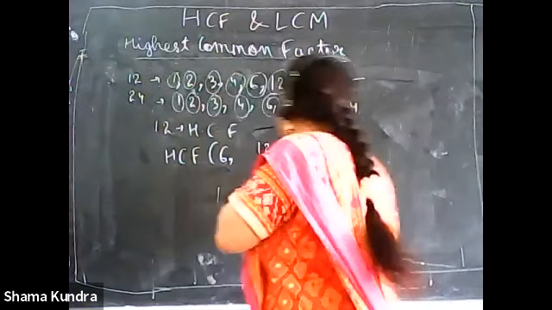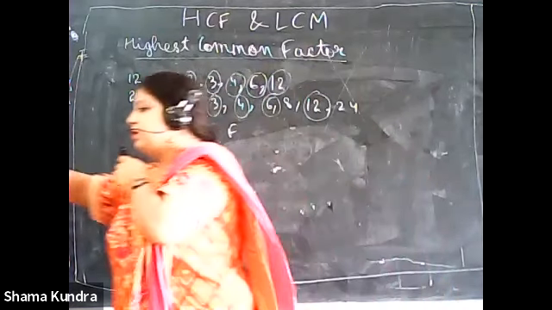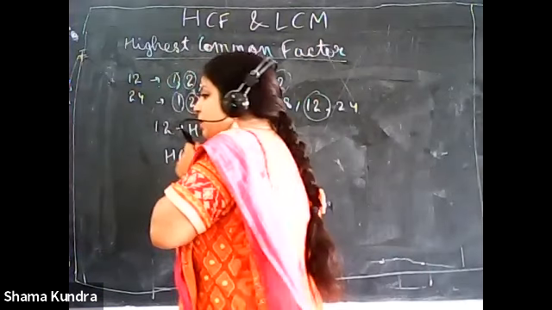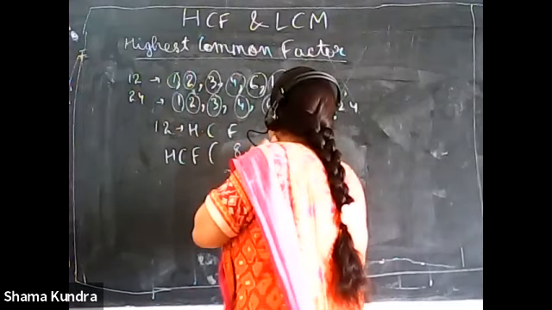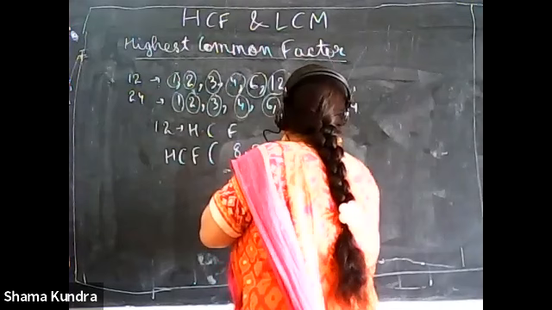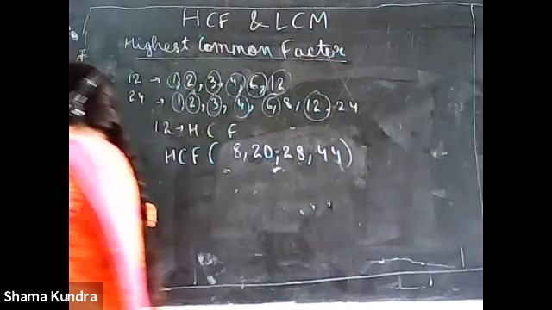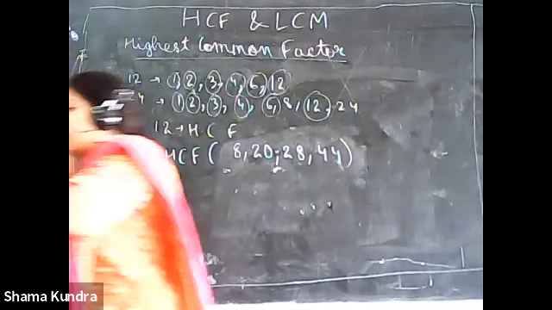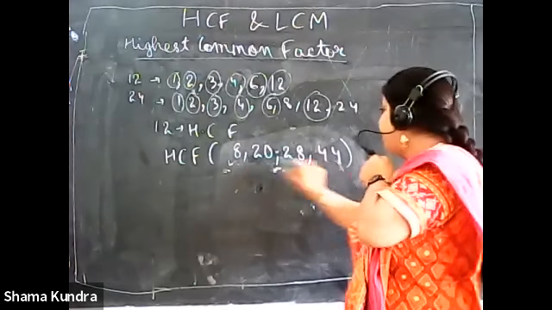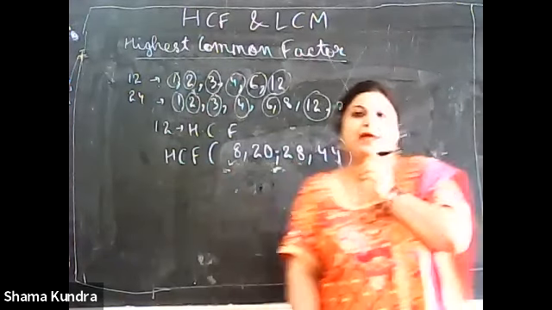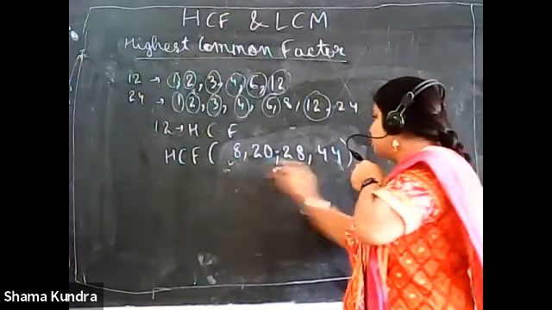See one more example. If I want to find the HCF of the four numbers 8, 20, 28, and 44, start from the least number, 8. Now all four numbers are not divisible by 8. So 8 is not HCF.